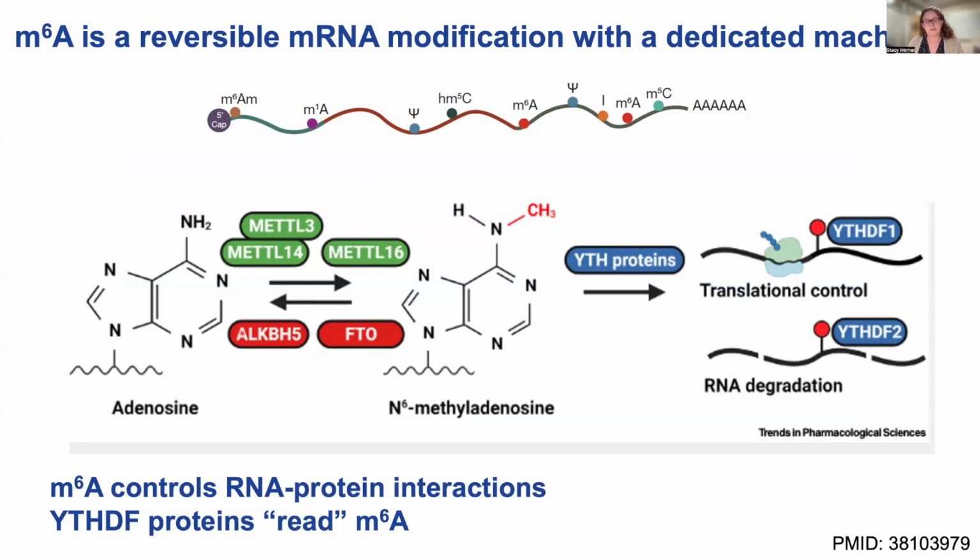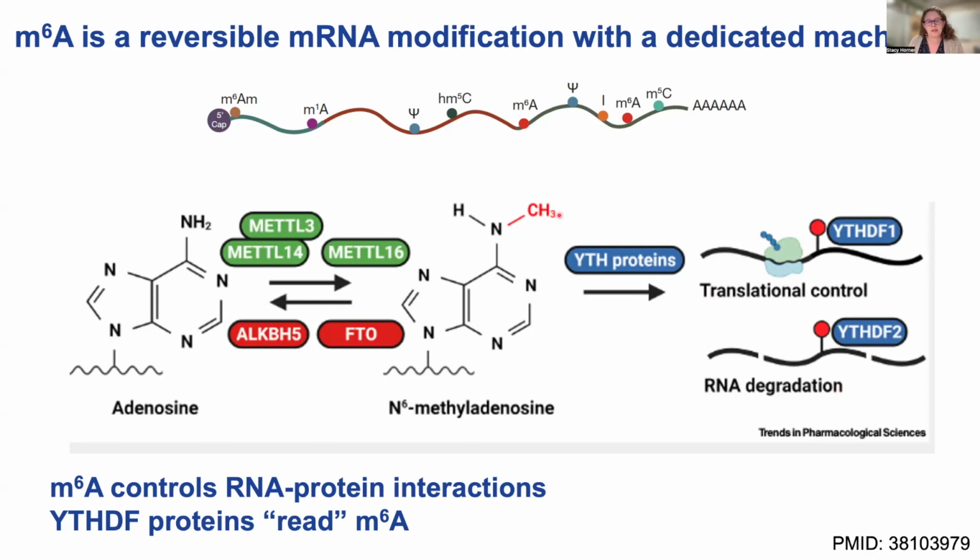And so this sometimes is thought of to be a dynamic modification that could be toggled on and off in different contexts. The modification can be read by YTH RNA binding proteins. So for example, YTHDF1, 2, or 3 can actually bind to the modification when it's present in an RNA molecule and then do a function. These proteins can do things like help stimulate translation or promote RNA degradation.